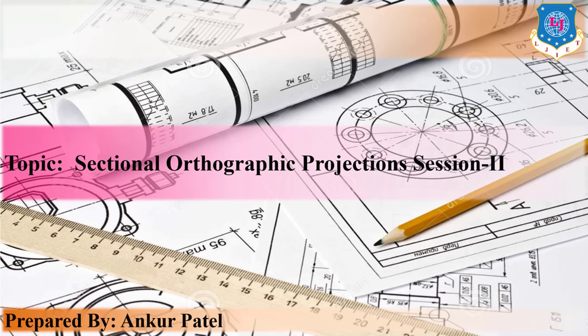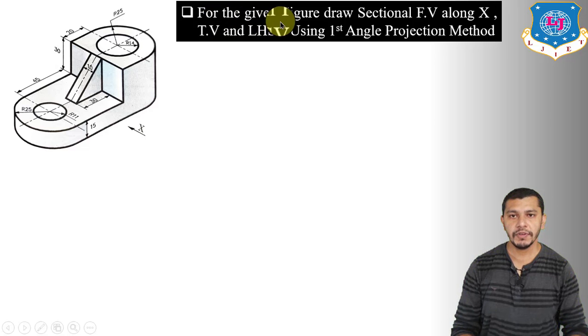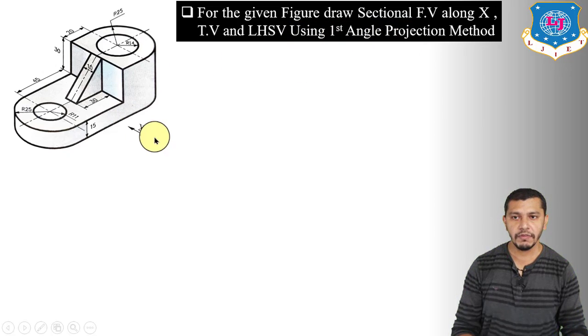So let's start. For the given figure, draw the sectional front view along X direction, top view and left hand side view using the first angle projection method. So for this figure we have to draw the sectional front view along X direction, the corresponding left hand side view and the top view of the object.